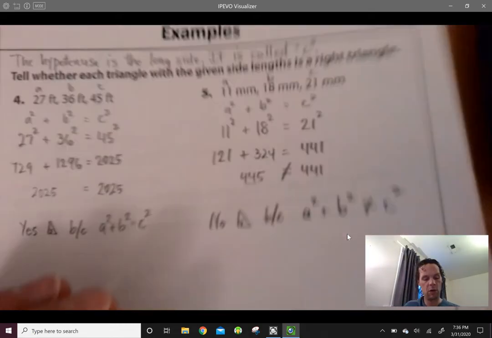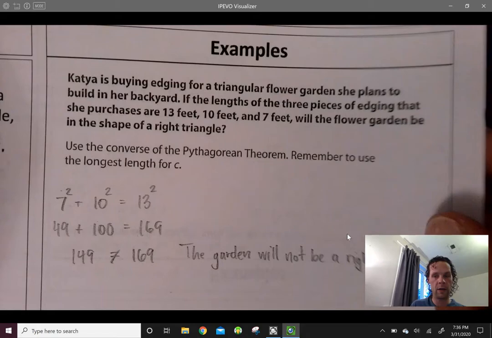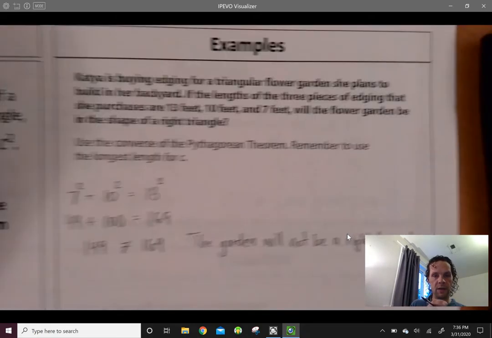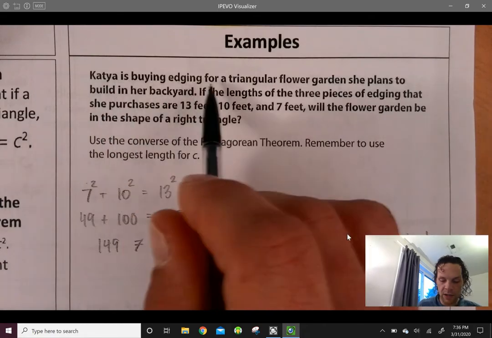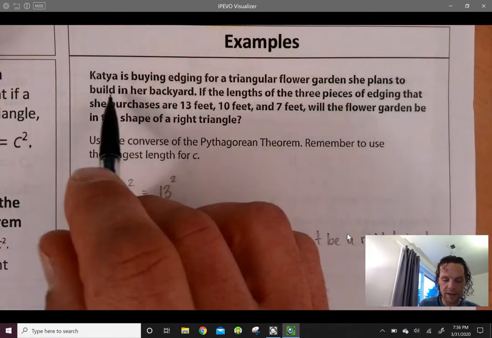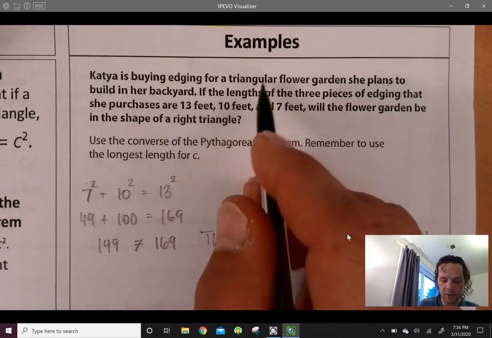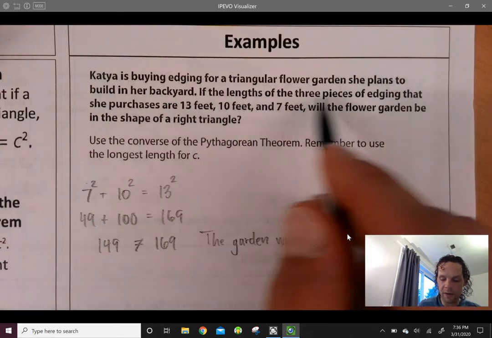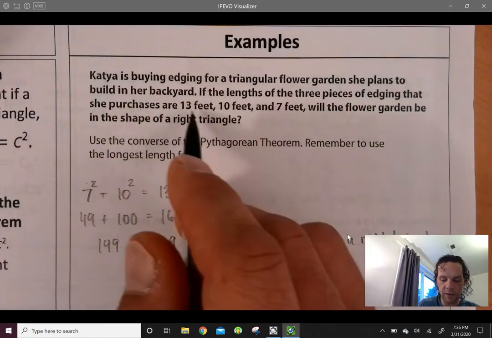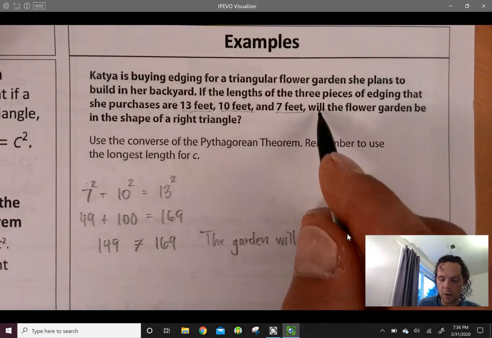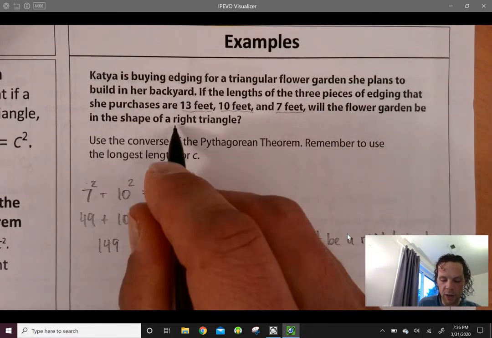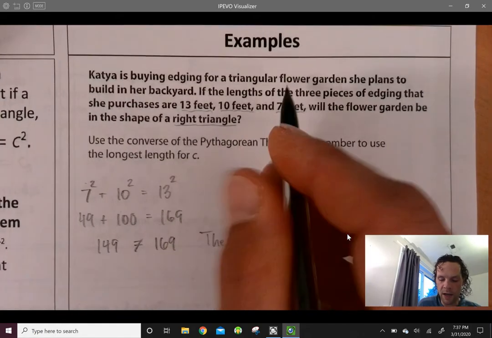All right, we're going to keep going here, keep rallying right along with a little bit more. Now we're going to add a slightly different dimension. We're going to add some words, so we have to interpret what's going on and figure out what we're being asked. Katya is buying edging for a triangular flower garden she plans to build in her backyard. The lengths of the three pieces of edging that she purchases are 13 feet, 10 feet, and 7 feet. Will the flower garden be in the shape of a right triangle?